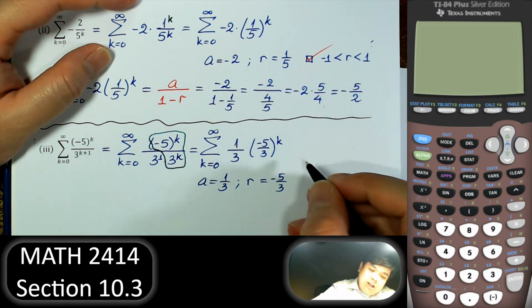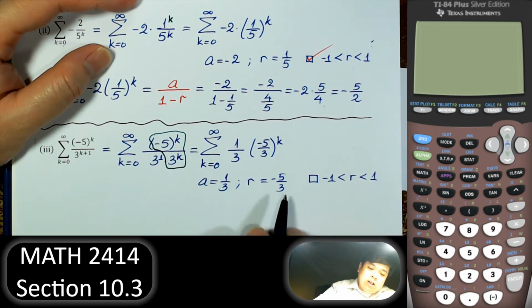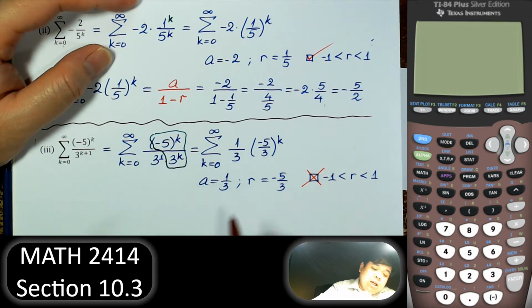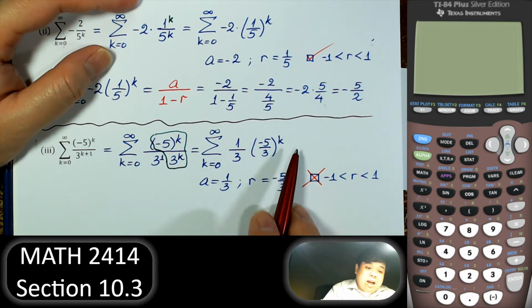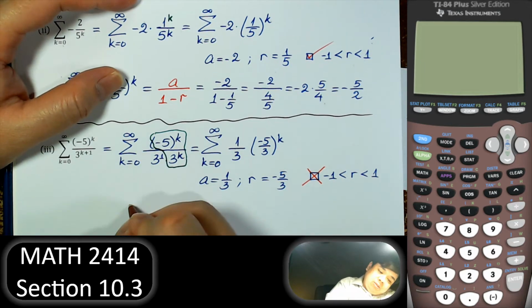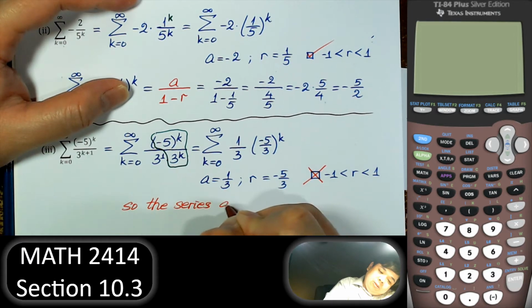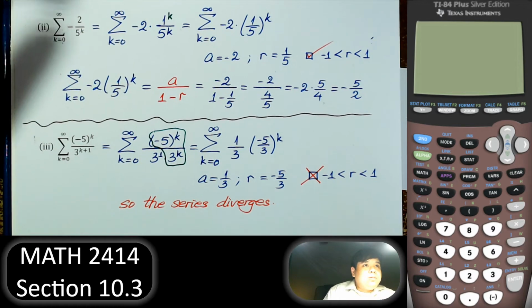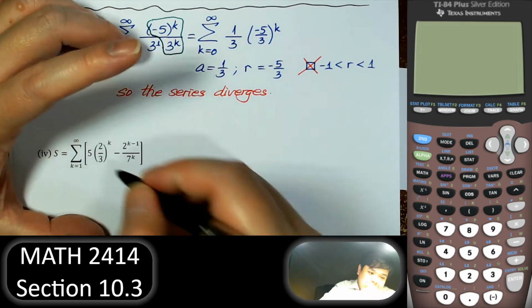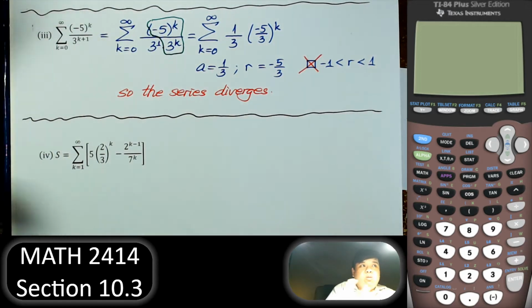Now, is the ratio between negative 1 and 1? That's negative 5/3, and so the answer is no. So if that is the case, then the sum does not exist. So in this case, we say the series diverges. So simple enough. Just have the right form, that should be good.